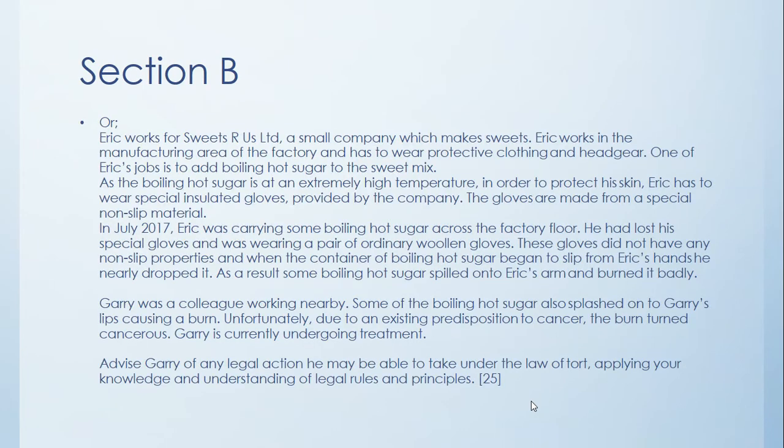Section B, again, another scenario, which is closely linked to Leach and Smith brain. So that should be the first thing you're thinking about, okay? Where it says just on the second line down, unfortunately, due to an existing predisposition to cancer, the burn turned cancerous. That automatically will trigger the Smith and Leach brain case in your brain. So you've got that as a first kind of case point, a starting viewpoint in the 25-mark scenario.